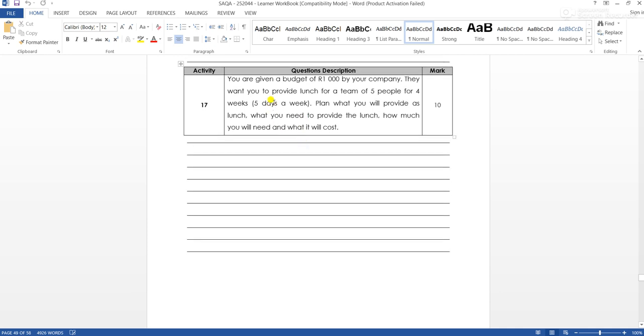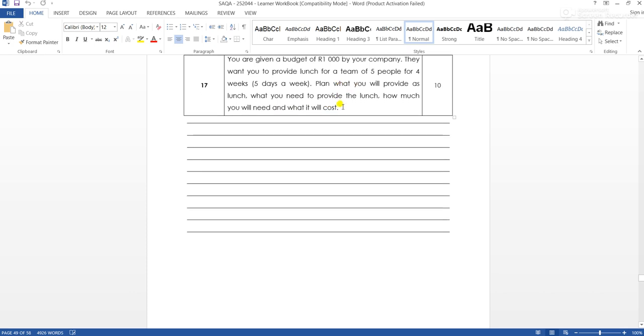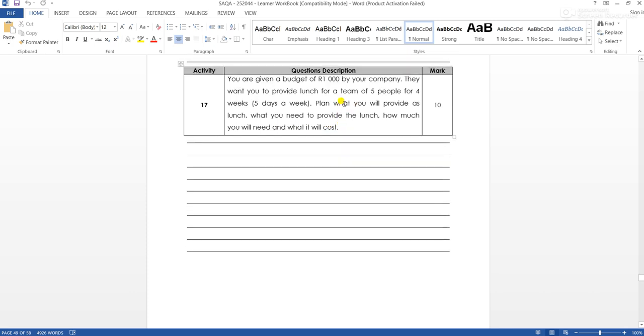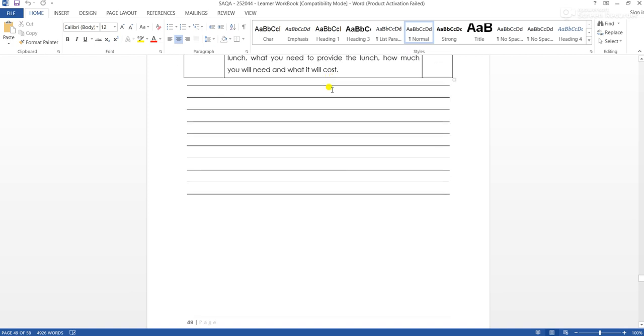In the next activity, you're given a budget of 1,000 rand by your company. They want you to provide lunch for a team of 5 people for 4 weeks. Plan what you provide as lunch, what you need to provide for the lunch, how much you need, and what it will cost. This is simple. You just have to provide a plan for the budget of the money that you're given.